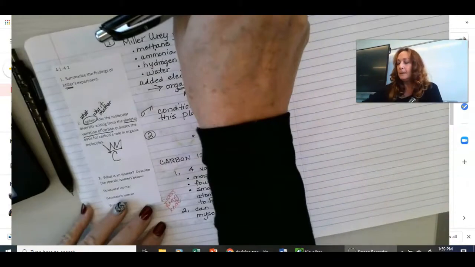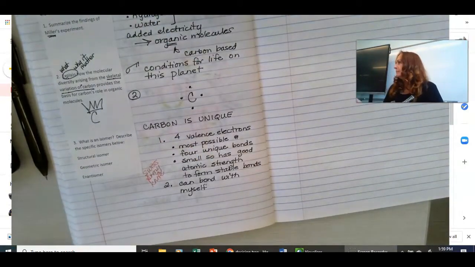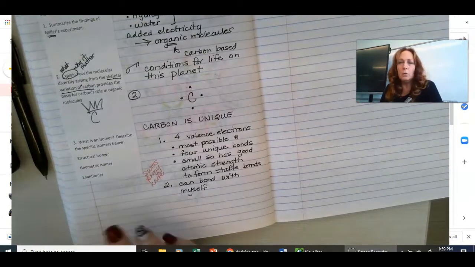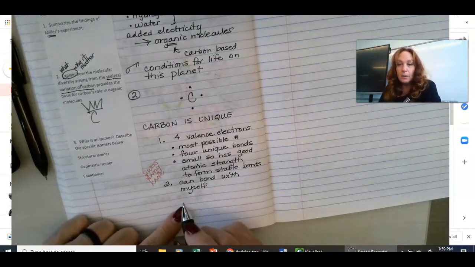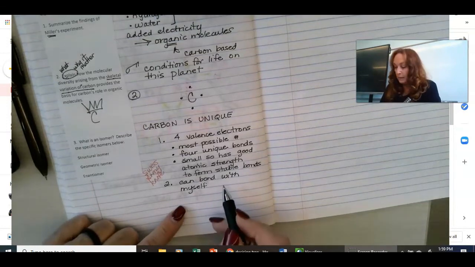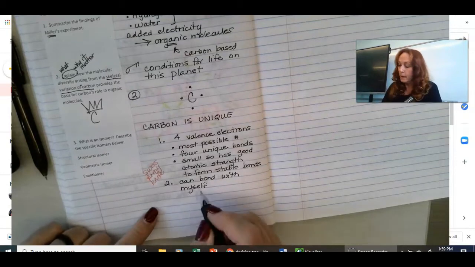Okay, so I went and I got some molecular models. I'll go stop this in a minute and I'll bring them over.